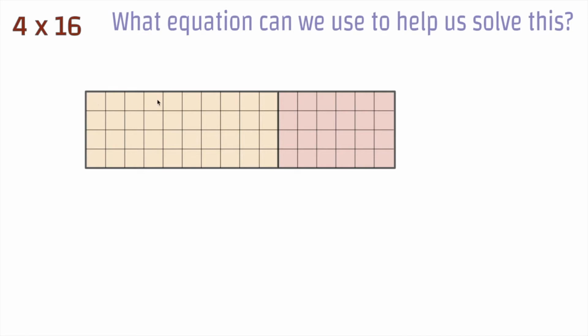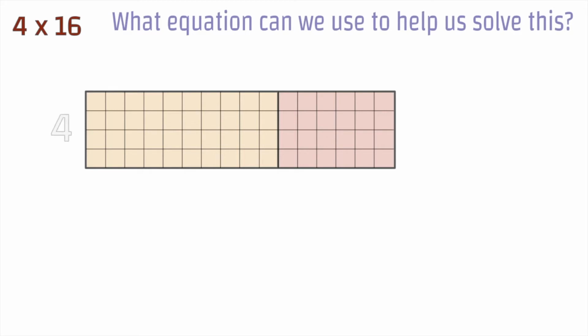We got 1, 2, 3, 4, 5, 6, 7, 8, 9, 10, 11, 12, 13, 14, 15, 16. We have 4 rows of 16. That's 16 plus 16 plus 16 plus 16. Great. So we know this is what 4 times 16 looks like.